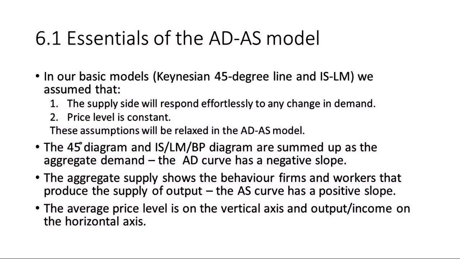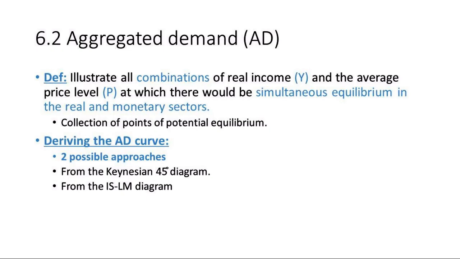Now, on the vertical axis, we have the price level, and on the horizontal axis, output or income in the economy. The AD curve shows all the combinations of income and price level in which there is simultaneous equilibrium in the real and the monetary sectors. So IS and LM equilibrium are now put into the single AD curve. And there are two ways of deriving it, and I'll briefly introduce both of them.